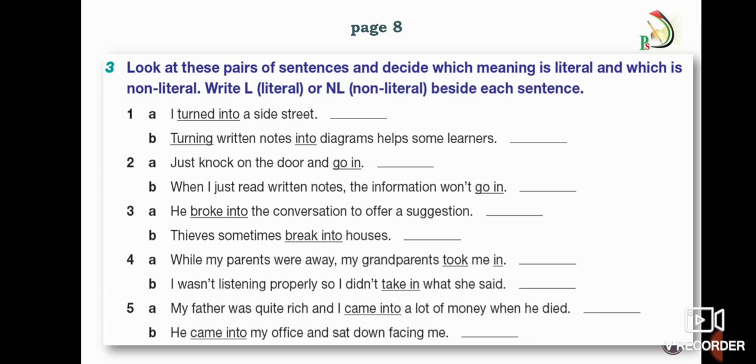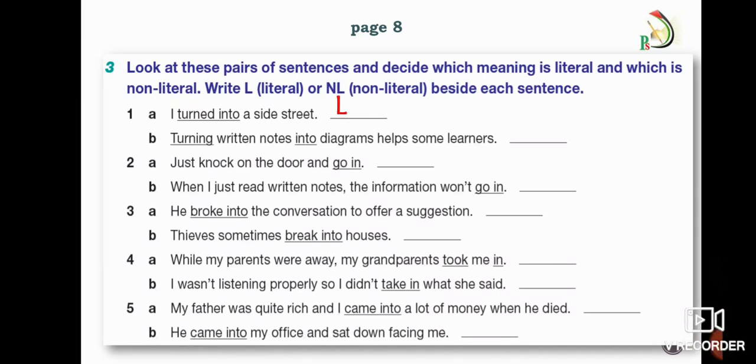Now here in this exercise, I would like to stop and give you enough time to note down the literal and non-literal meanings of each phrase, from 1 to 5. So 1A can be literal or 1B. The same goes for 2, 3, 4, 5. So do it on your own, pause the video and then continue.